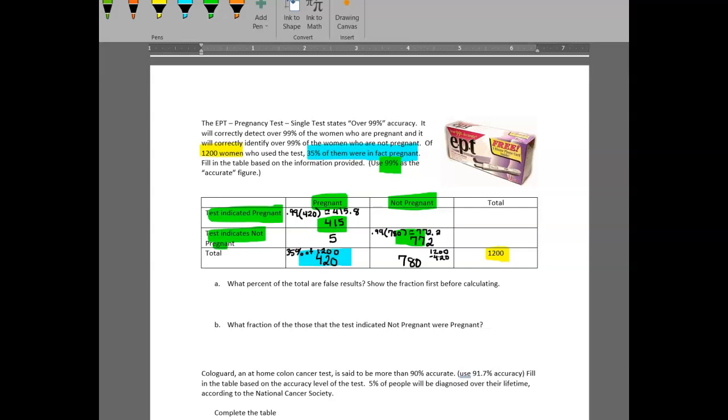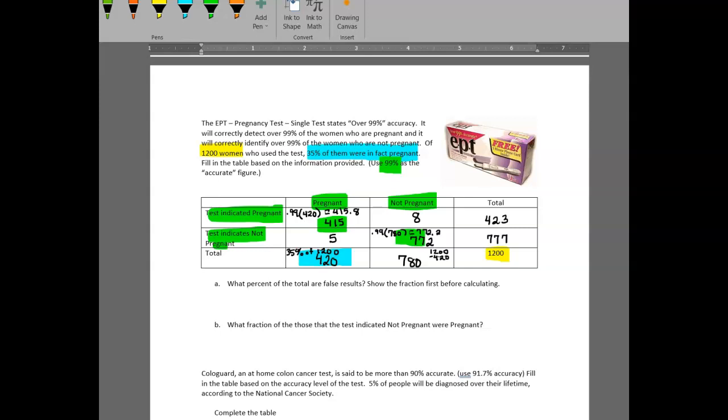780, 778, there's a difference of 2 here. When we add our rows up, we have 423, and 5 and 772 is 777. So now we have 423, 777 gives us our 1,200 women. So now we can ask some questions related to this.